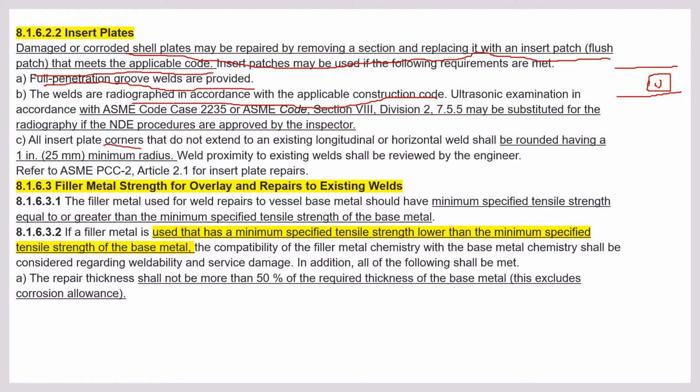All insert plate corners that do not extend to an existing longitudinal or horizontal weld shall be rounded. This is another question: all insert plate corners should be rounded to a 1 inch minimum radius, okay.